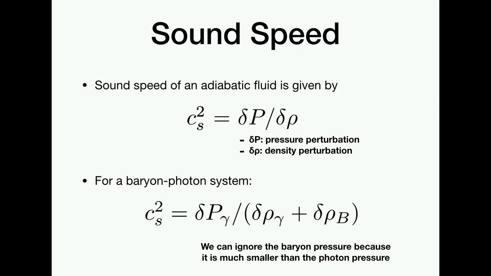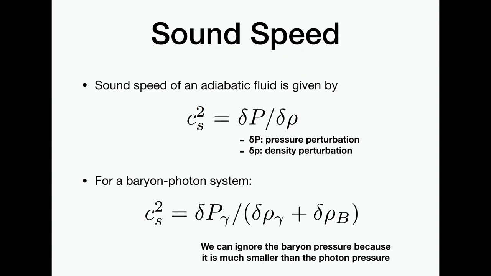Okay? So let's begin. By definition, a sound wave is a wave whose restoring force is pressure. You perturb some medium, the pressure tries to push you back, then it oscillates, and this thing propagates. As a result, what you need to calculate is the response of the pressure given the density perturbation, delta P over delta rho. This has a unit of velocity squared, so this will be the definition of the sound speed squared.